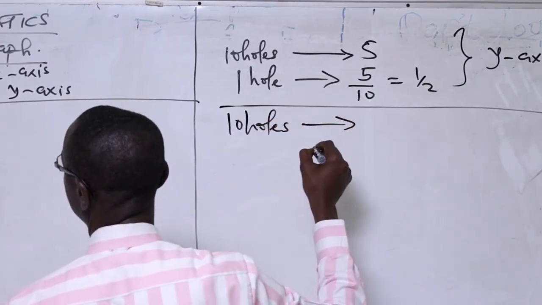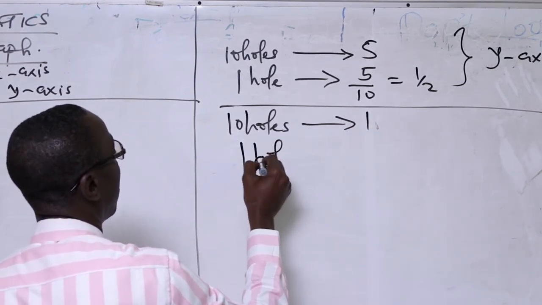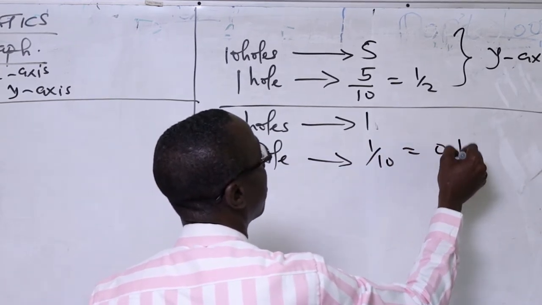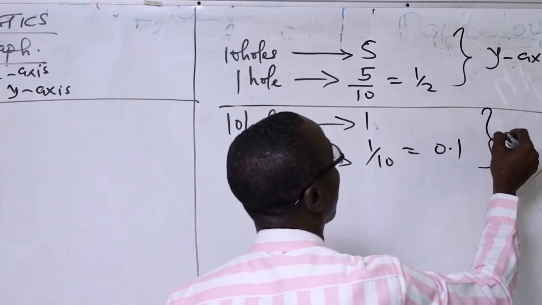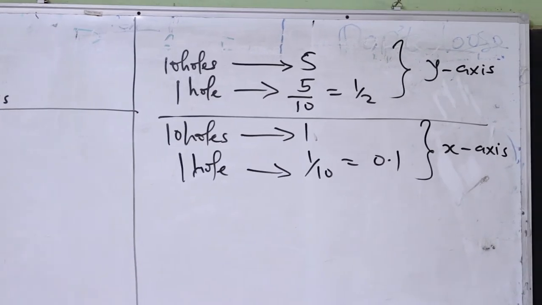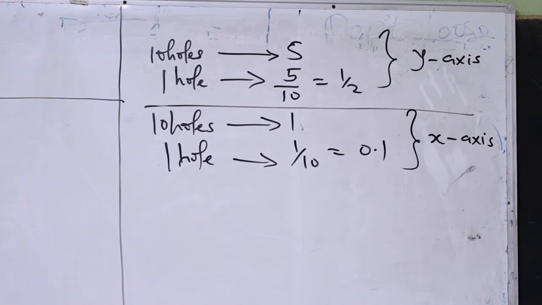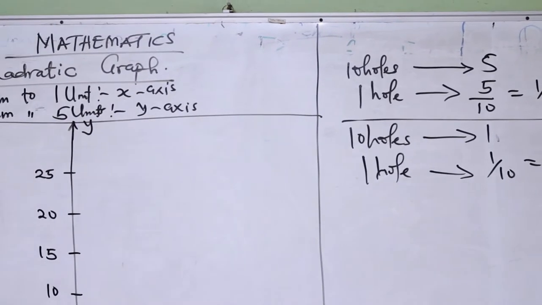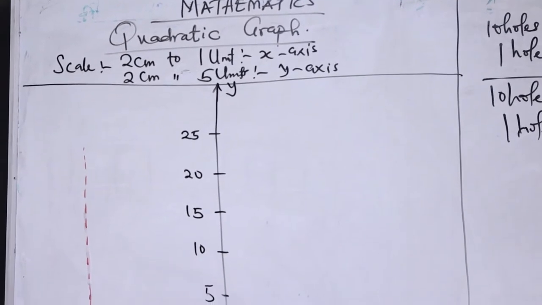To what? To 1 unit. 1 ohm will be 1/10, which is 0.1. And this is representing the breakdown of scale for the x axis. Please, all these are important things. My students must know how to do them very well, not for quadratic graphs alone, but for all graphs. They are basic things you must know how to do to analyze your graph very well.